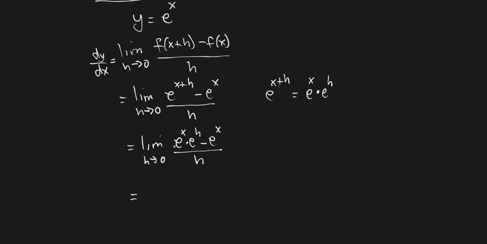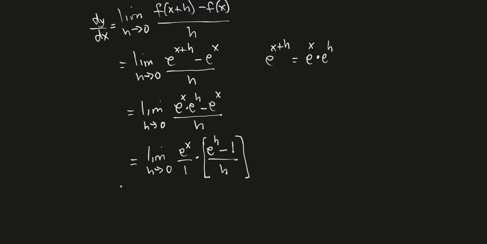I'm going to do a very similar process to what we did when we did the proof for the constant. So factor out the e to the x. I'm going to put it over 1. And then what's left now is e to the h minus 1 over h. And I'll put that in square brackets just like I did before, right? And it's another product. We're taking the limit of a product. So what am I allowed to do? I'm allowed to take the limit of the separate factors.